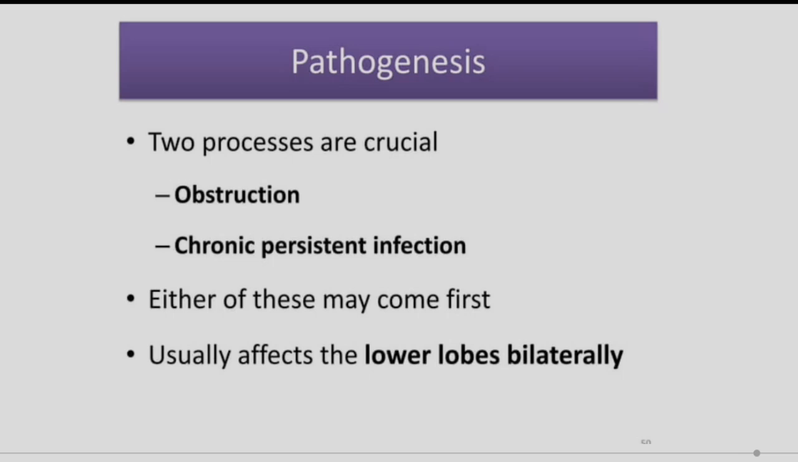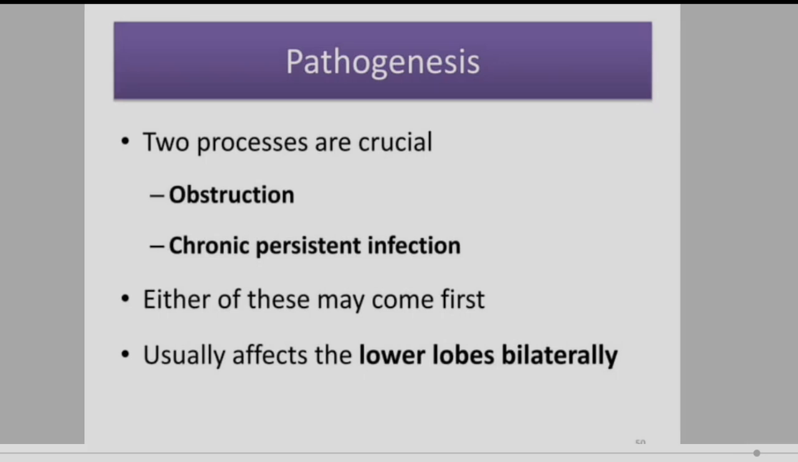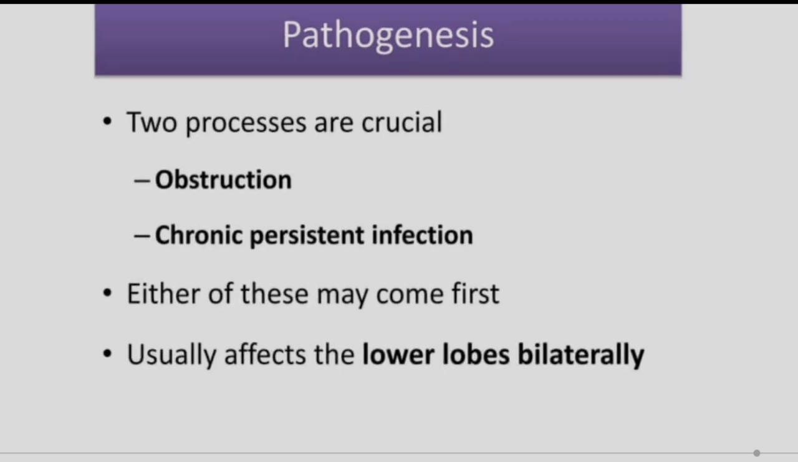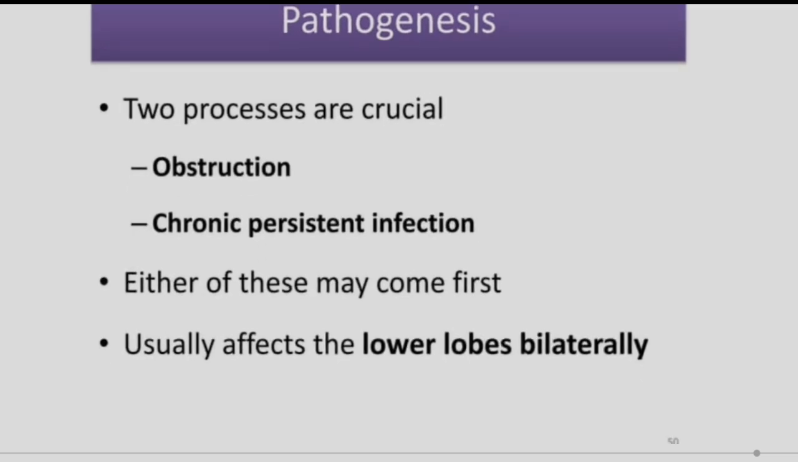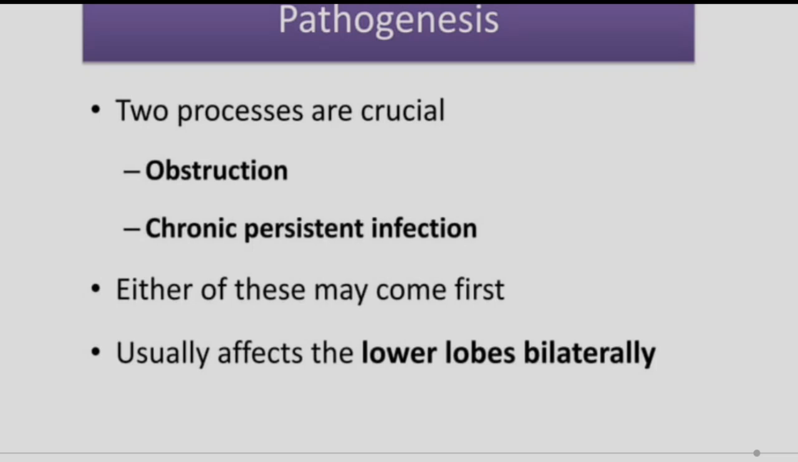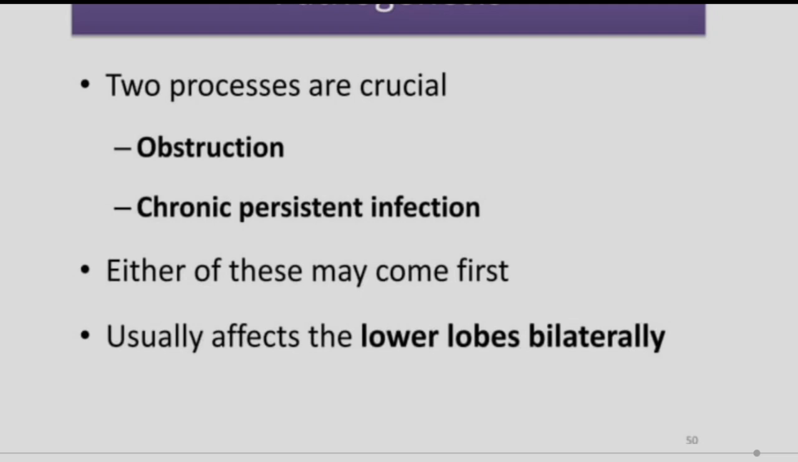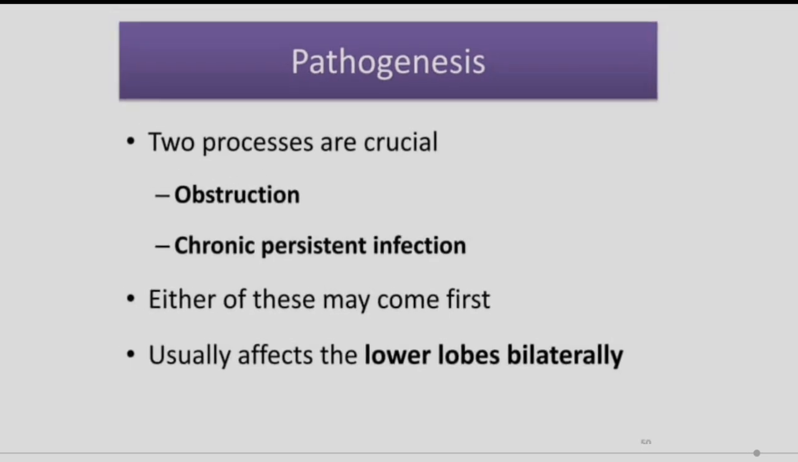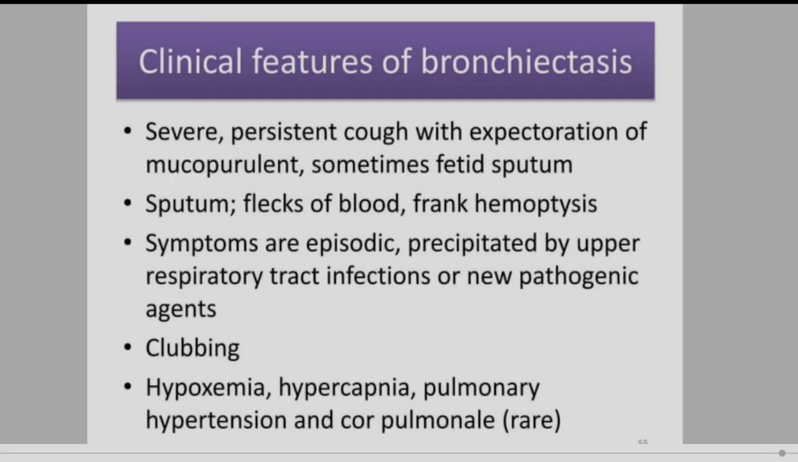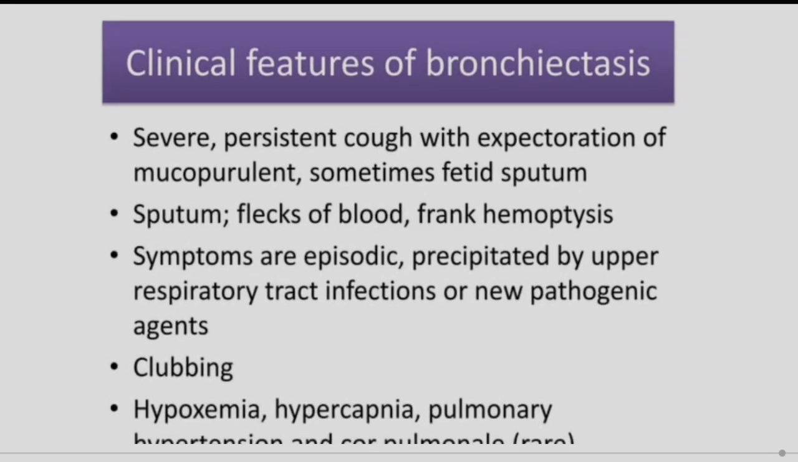Pathogenesis: two processes are crucial: obstruction and chronic persistent infection. So first we experience an obstruction, and then there is an infection, and a pathogen just enters through our nose or through the airborne route, and it goes and irritates our airway and causes an infection over there. Either of these may come first. It usually affects the lower lobes bilaterally. TB is also a condition which causes bronchiectasis.